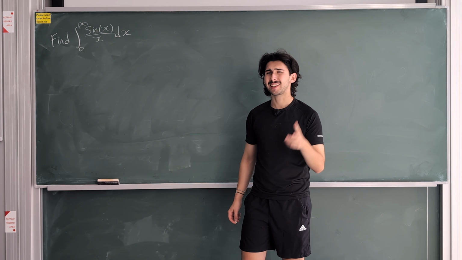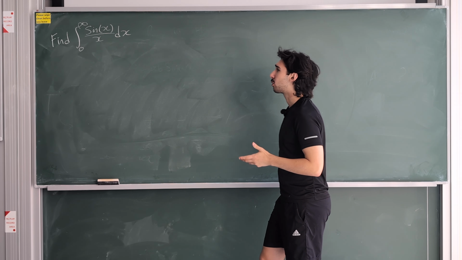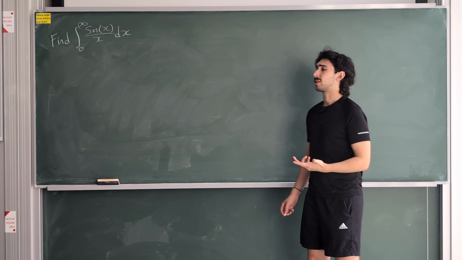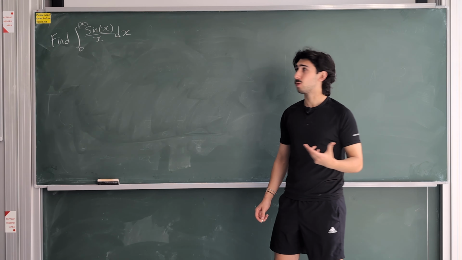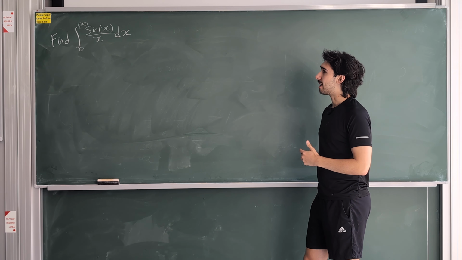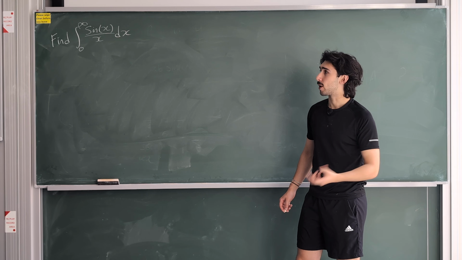In this video we're looking at a very special integral. We're looking at the integral from 0 to infinity of sine x over x dx. This is called the Dirichlet integral, named after a mathematician by that name, but we're going to use Feynman's trick to do this.